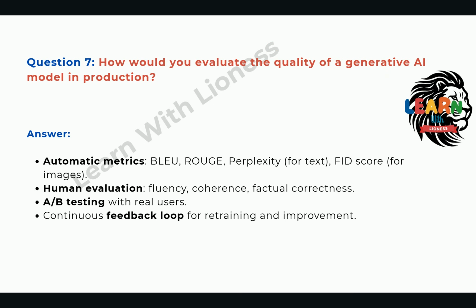Question 7. How would you evaluate the quality of a generative AI model in production? Answer. Automatic metrics: BLEU, ROUGE, perplexity for text, FID score for images.